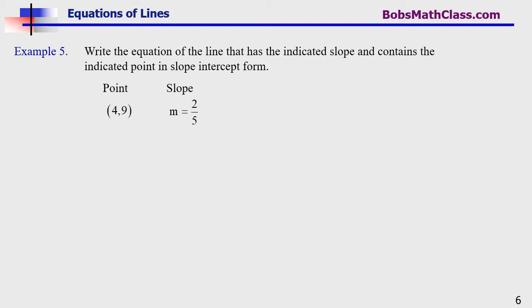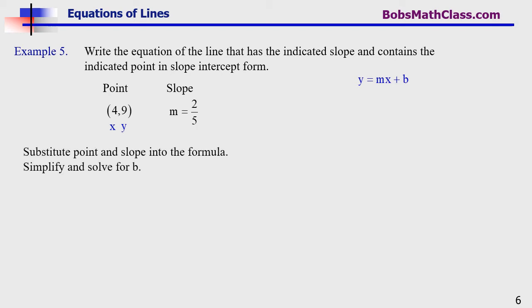Okay, example 5. Same directions. We have a point that's (4, 9), and the slope is 2/5. So same thing. Our 4 is x and our 9 is y. And we're going to plug in those three numbers into our handy-dandy formula. Y equals mx plus b. Replace y with 9, m with 2/5, and x with 4.